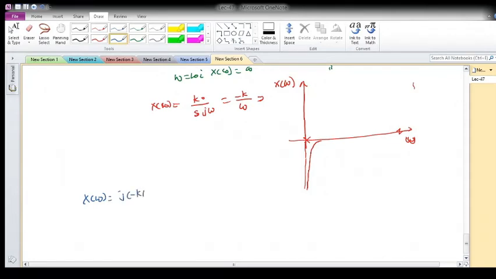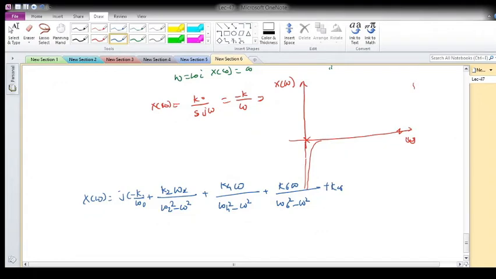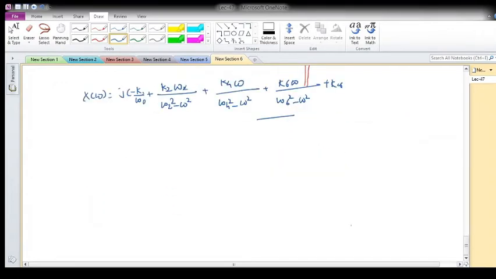Okay, so suppose now I have the reactance x of omega like this: j times minus k naught upon omega, plus k2 omega divided by omega 2 square minus omega square, plus k4 omega divided by omega 4 square minus omega square, plus, again let us take one more, k6 omega divided by omega 6 square minus omega square, plus k infinity. This is my reactance and I would like to draw its sketch.